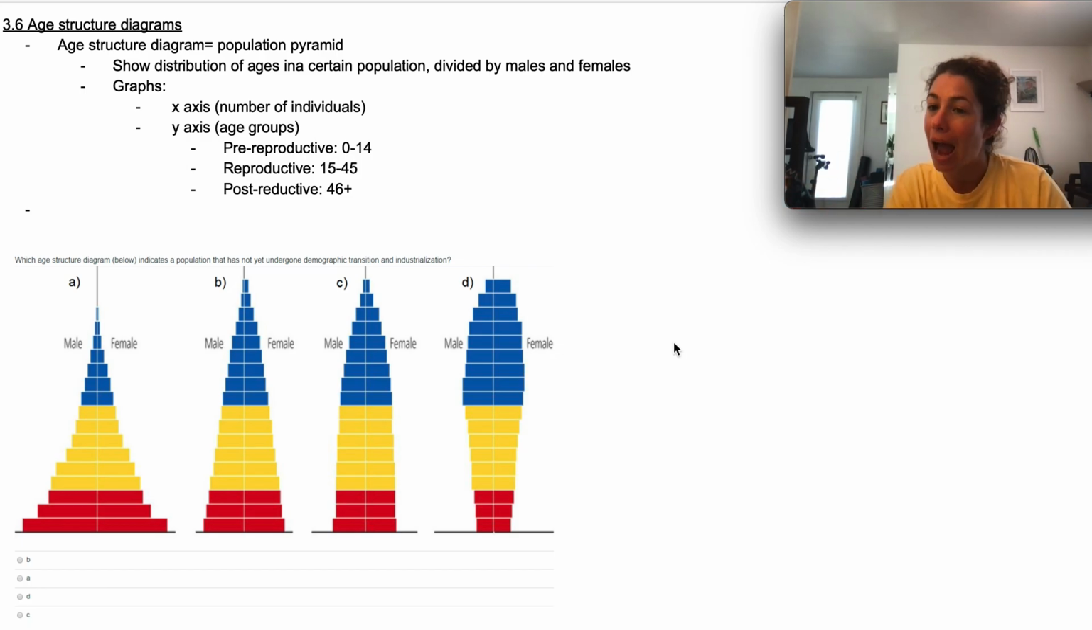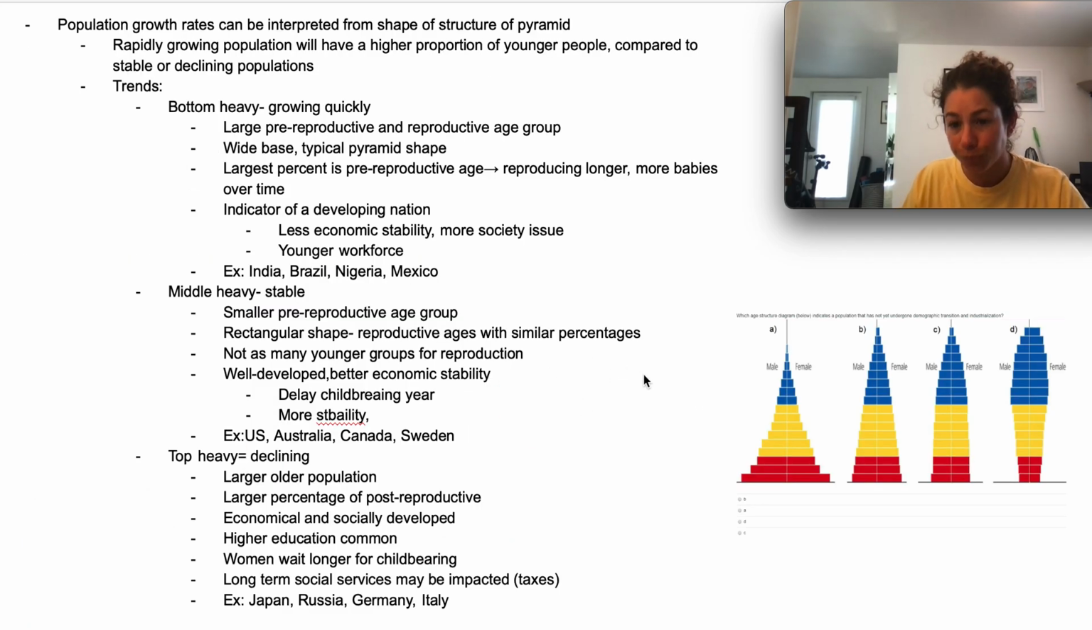And reproductive means you're actively adding to the population. And then post-reproductive is 46 plus. And of course, if you're doing a different animal, you're gonna have different ages. But you can split this up into your three big cohorts: before your reproductive, at reproductive, and post-reproductive. So let's look at what those shapes tell us about how a population is growing.